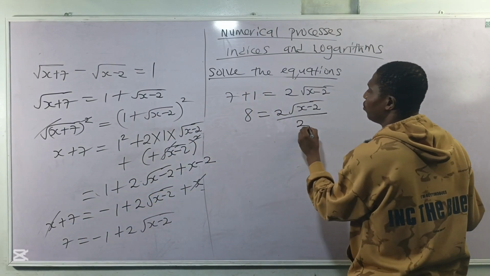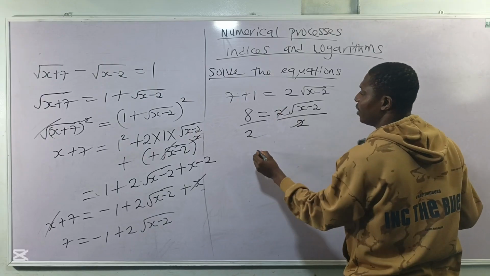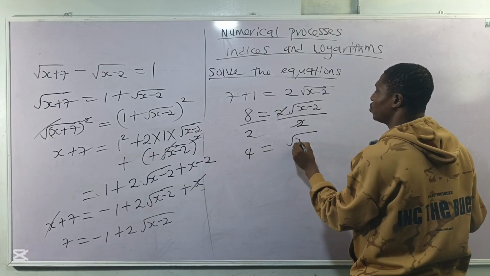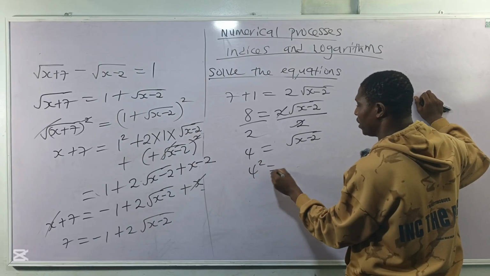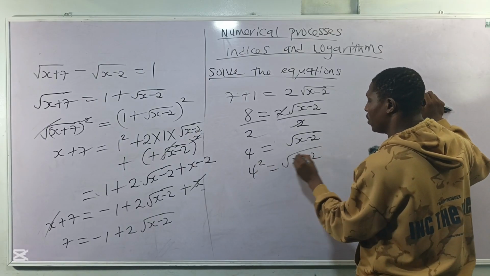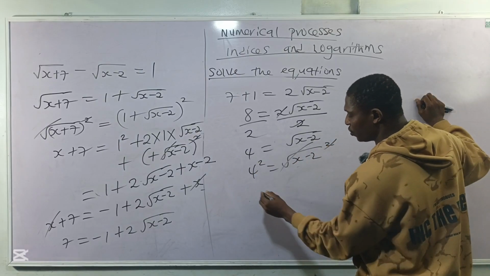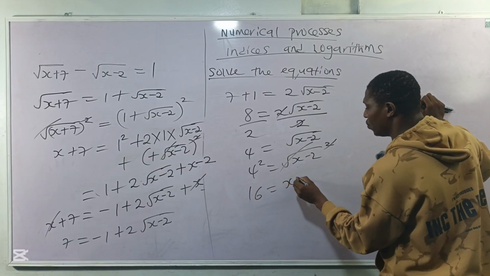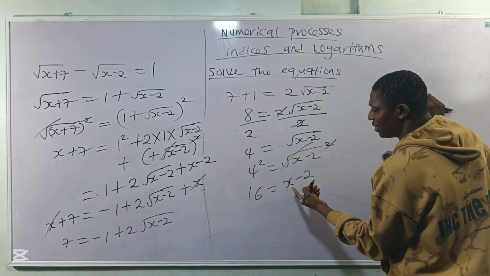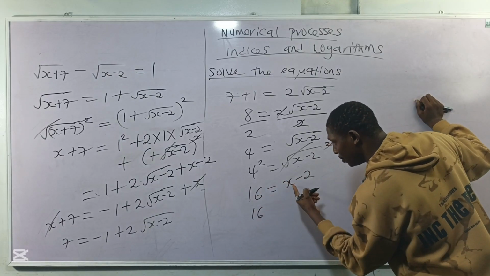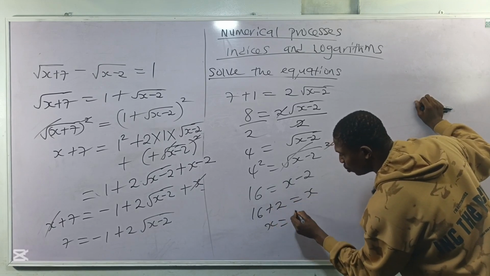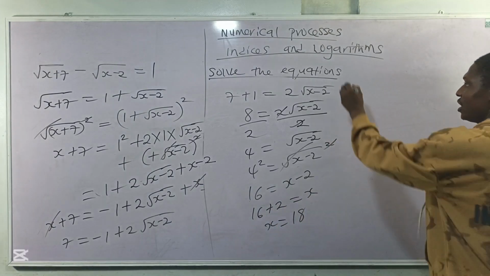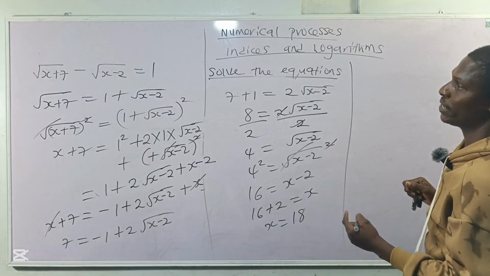Now, divide through by what? 2. And I'll have 4 equals to square root of x minus what? 2. So if I square both sides, I'll have 4 squared equals to x minus 2 square root squared. Square will cancel square root, and I have what? 16 equals to x minus 2. If I collect like terms, I'll have 16, since it's already positive, plus 2 equals to x. Therefore, x will be equals to what? 18.